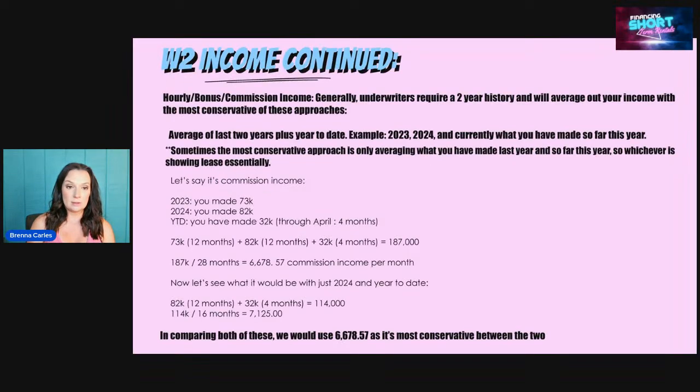Now, if you make hourly income, bonus income, or commission income that's not guaranteed, it's structured differently. It could be $10,000 one month. It could be $1,000 the next month. Generally, underwriters want a 2-year history and will average out your income with the most conservative approach. So I'm going to tell you the approaches that you can look at when you're gauging your own.